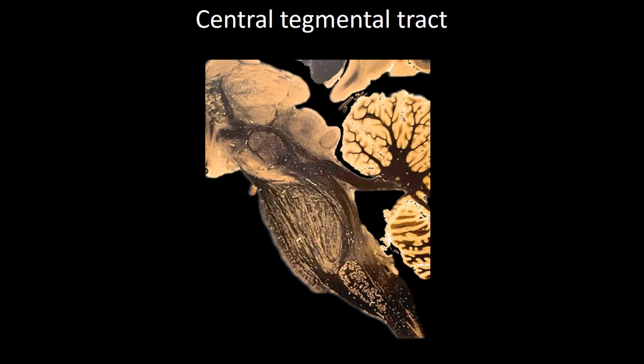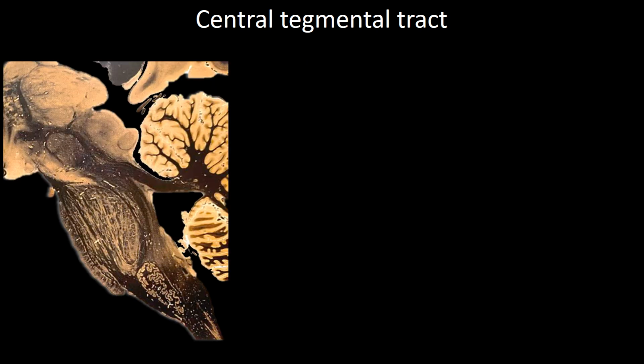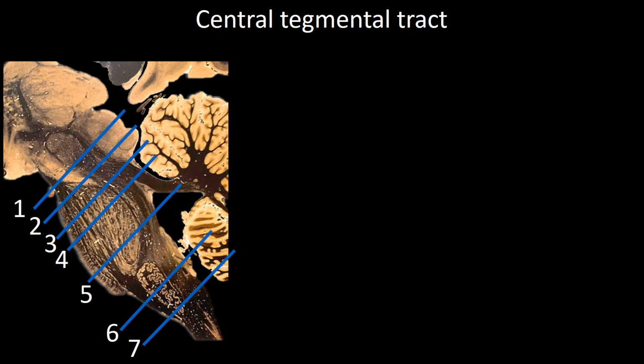I have now introduced a myelin stained specimen of roughly the same area. The arrow points to a band of white matter, which I have traced. As you guessed, this is the central tegmental tract. I have now moved the specimen to the side and drawn 7 lines to indicate level of cuts.